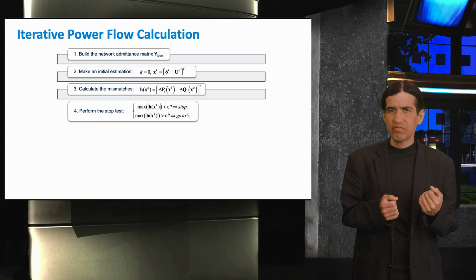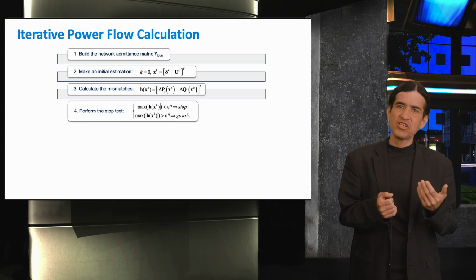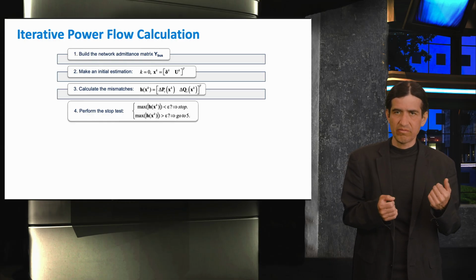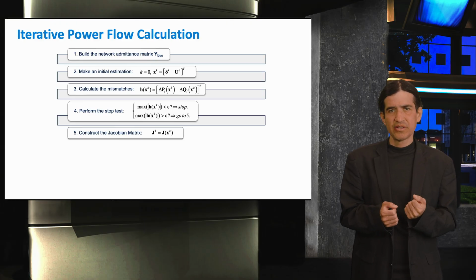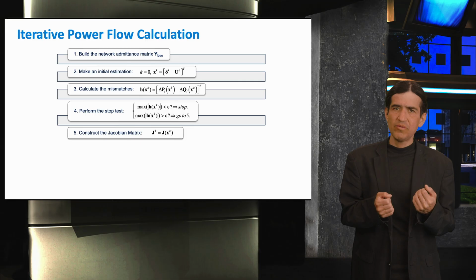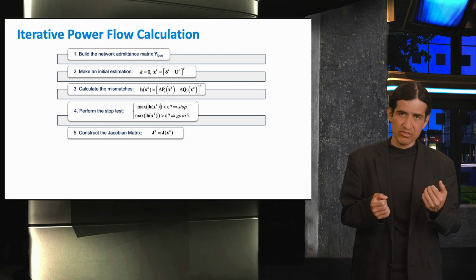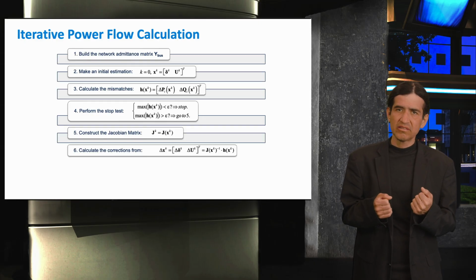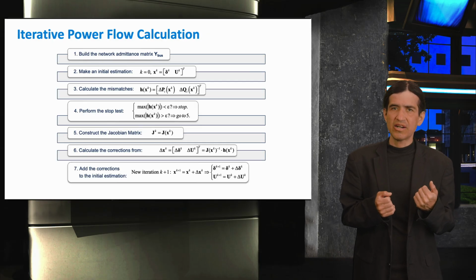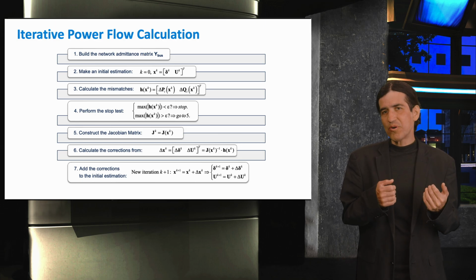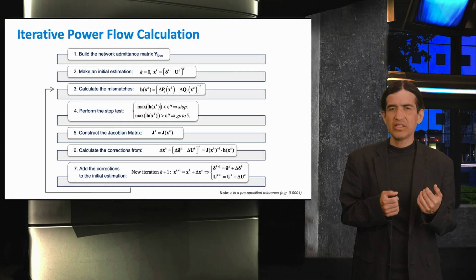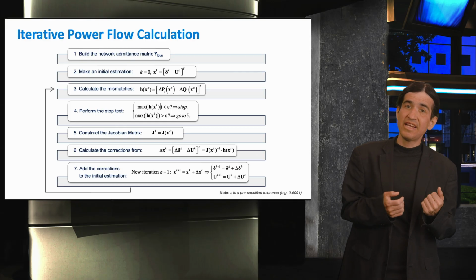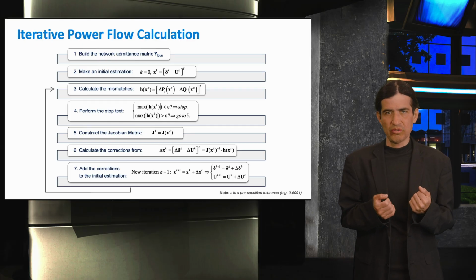Fourth, a stop criterion is applied, for instance by checking if the worst element of the mismatch vector is below a pre-specified tolerance error. Fifth, the Jacobian matrix is formed to relate power mismatches to voltage corrections. Sixth, the correction vector is calculated. Finally, the voltages are updated and they are used in the next iteration. The process is repeated until the mismatches are within an acceptable tolerance, indicating convergence to the system's power flow solution.